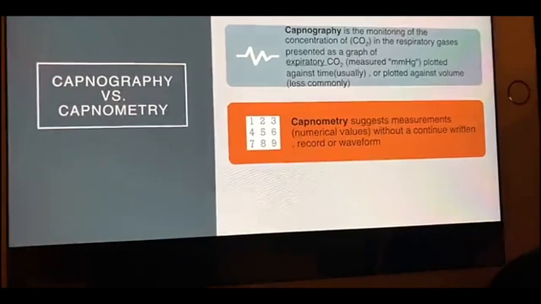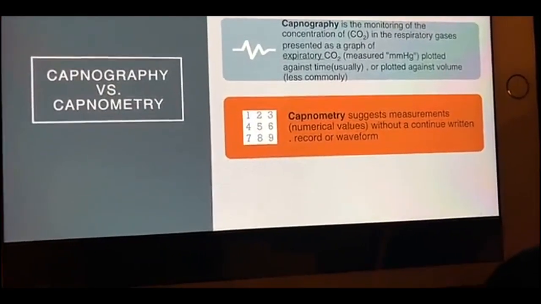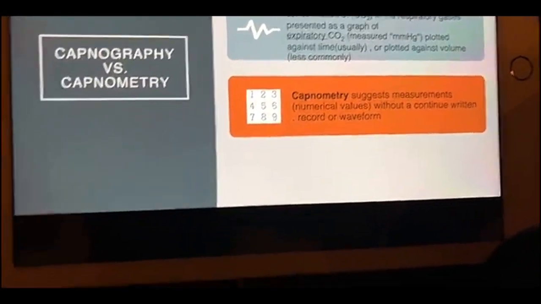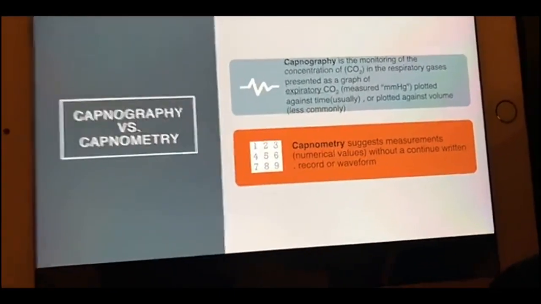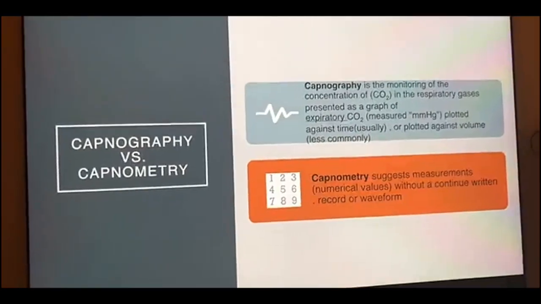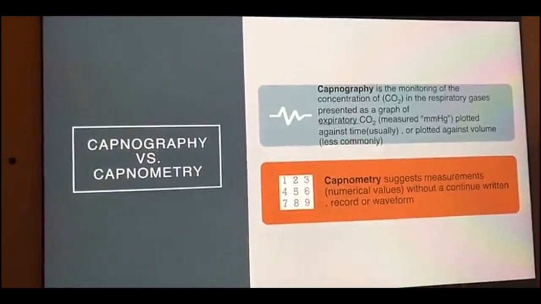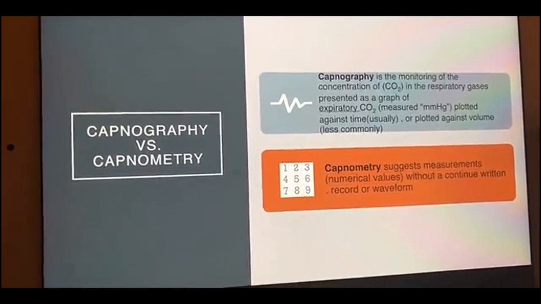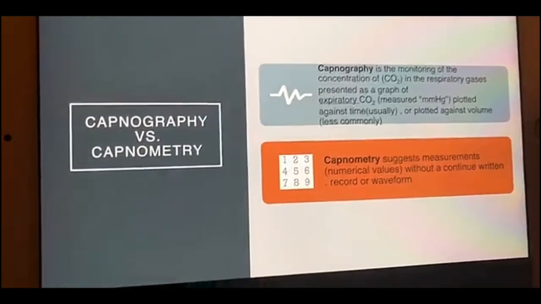On the other hand, we have capnometry, and it suggests only the measurement in numerical values without a continuous written record or waveform. يعني الكابنوغرافي راح يكون زي ما قلنا عبارة عن waveform مع numerical value، والكابنومتري only numerical values without any waveform.